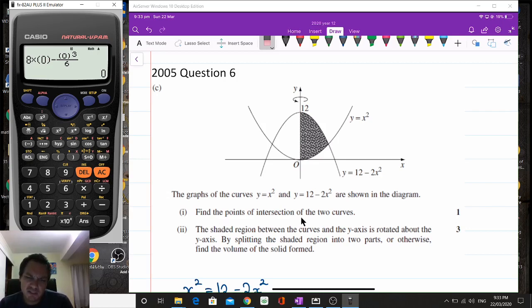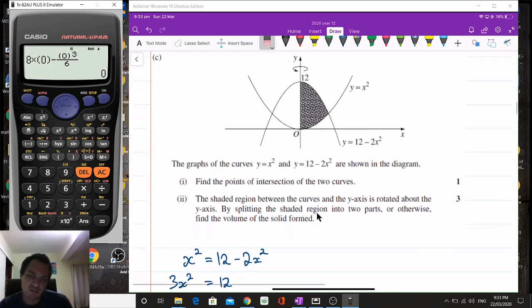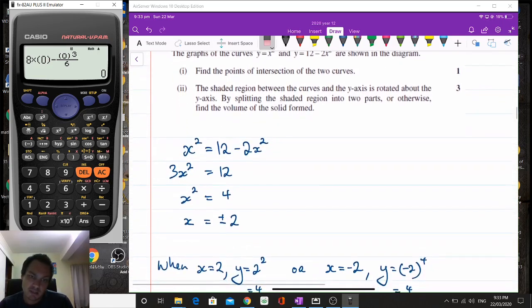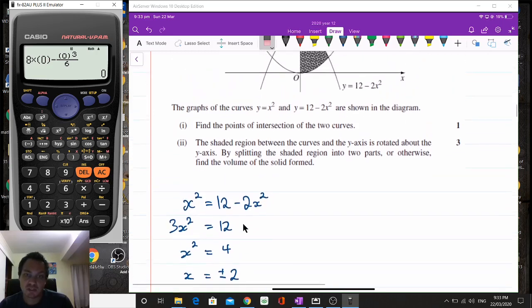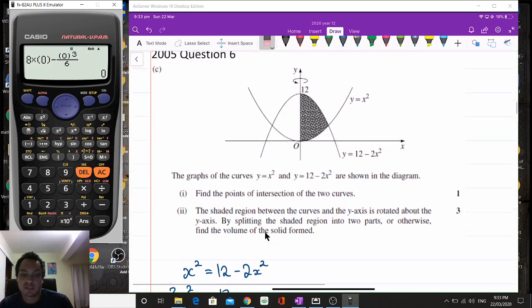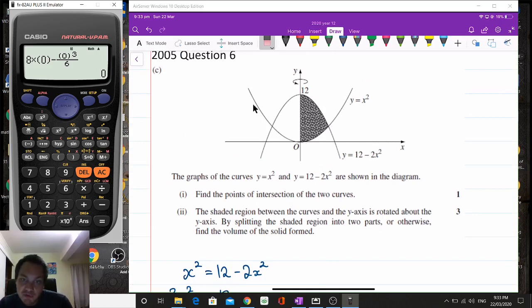Find the points of intersection of the two curves. I did this already to show. Just make sure that when you solve this, we found that it's when x is plus or minus 2, so you solve when do they have the same y values, when y is equal to x squared, or when y is equal to 12 minus 2x squared. They've both got the same y values when x is 2 and when x is -2.